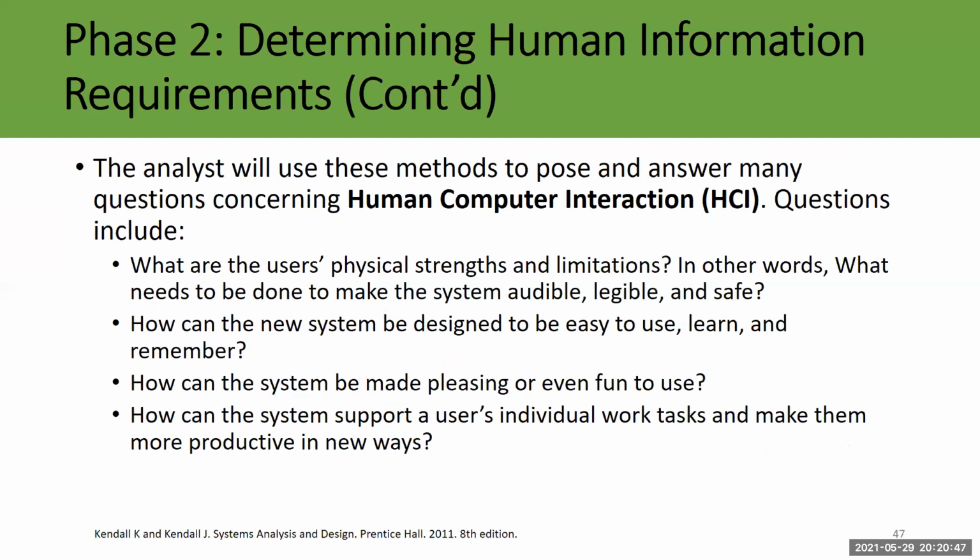Another important aspect of this phase is some consideration about human-computer interaction. Again, some questions to consider are, what are the user's physical strengths and limitations? In other words, what needs to be done to make the system more legible, more safe? Is the system or the interface easy to use, easy to understand? Is it fun to use? Will users be happy interacting with that system?